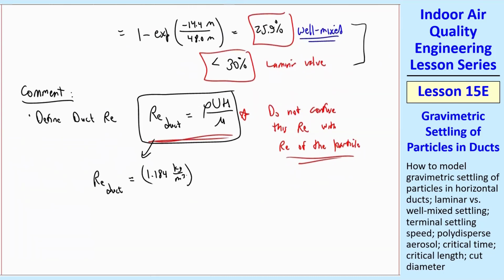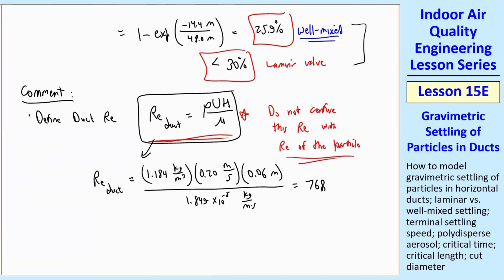These are at SATP conditions, so my density is given as 1.184 kilogram per meter cubed. The average velocity in the duct was 0.20 meters per second. My height was 6 centimeters, which is 0.06 meters. Watch your units. And then mu, that's the mu of SATP, and I get 768.